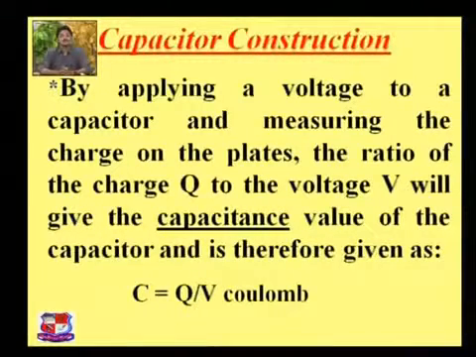So capacitance is nothing but the property by which the capacitor holds electrical charge. Here you can see the equation of capacitance: C equals Q upon V, and the unit is coulomb per volt. Here C is the capacitance, Q is the electrical charge generated on one of the two conducting plates of the capacitor, and V is the potential difference or applied voltage to the capacitor.